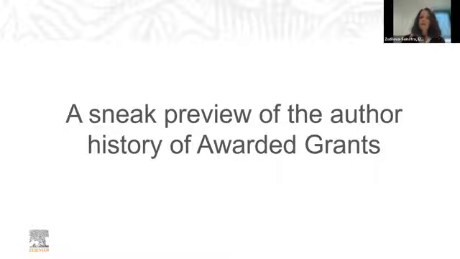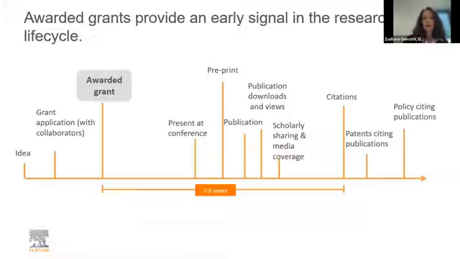Right, the last element that we have in Scopus that I would like to discuss with you right now is what we call awarded grants. It provides a sneak preview of the author history. So why do we think this is important? Awarded grants can really give you an idea whether this researcher could be an interesting collaborator for you. First of all, because it also shows the history and the life cycle of this specific researcher.